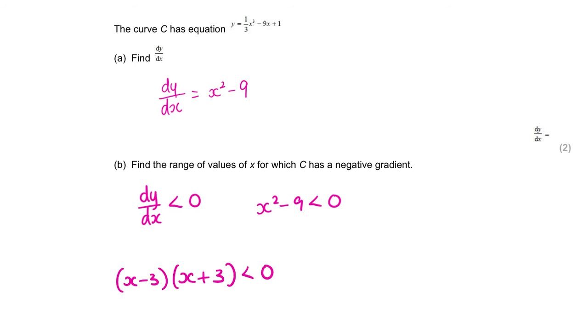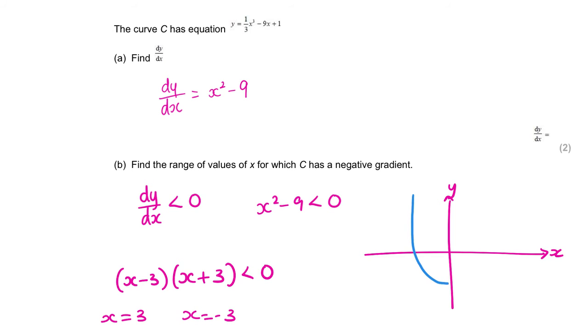So I have 2 values. I have when x equals 3 and x equals negative 3. Now, if I was to sketch this graph quickly, it's my x, my y. My graph is going to look something like this. It crosses here at 3 and at minus 3. And we know my y-intercept is minus 9. Everyone should be happy sketching this, right? Remember, I'm just sketching the gradient function here.